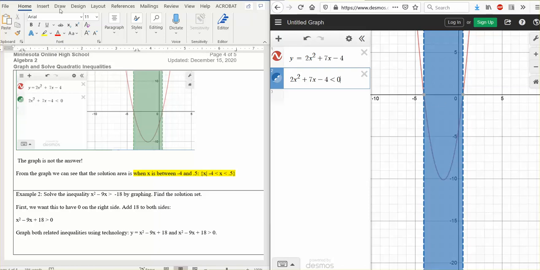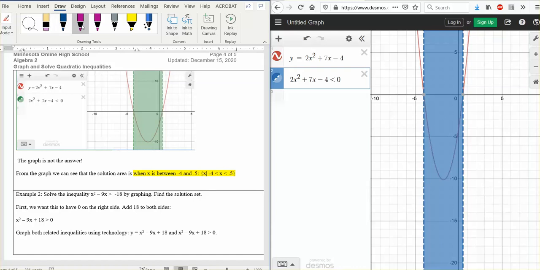I will try to draw. It's not letting me. There we go. Okay, so pretend that this is from there. And the solution is in here. That part. So the solution is when x is in between -4 and 0.5.